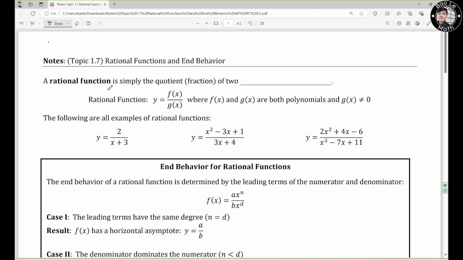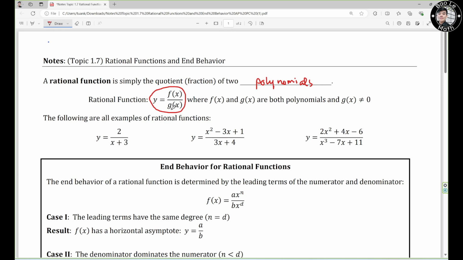Hello everyone, in this video we're going to learn about rational functions and end behavior. A rational function is simply the quotient, or the fraction, of two polynomials. So we're going to write the rational function y equals f of x over g of x, where f of x and g of x are both polynomials.